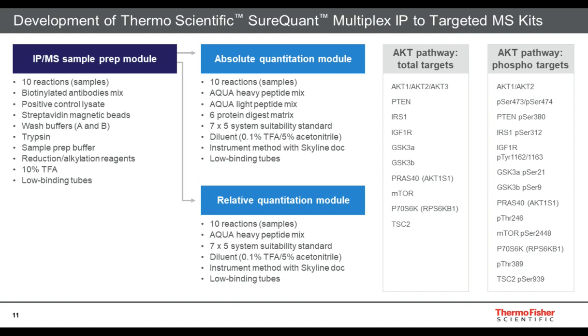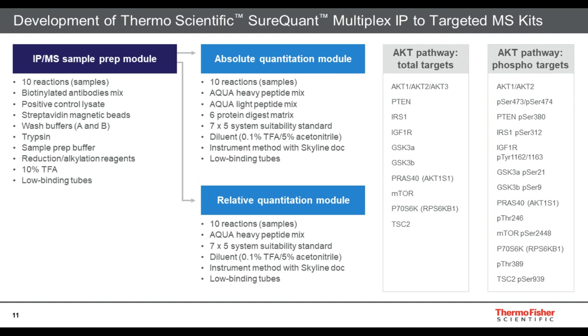Now, these multiplex panels come with absolute and relative quantitation modules. Each panel, total or phosphorylated, has an IP-MS sample prep module with which you can do 10 different reactions, using the bioaccumulated antibody mix, positive control lysate, streptavidin-targeted magnetic beads, wash buffer, trypsin, as well as other reagents necessary to do the mass spec sample prep.